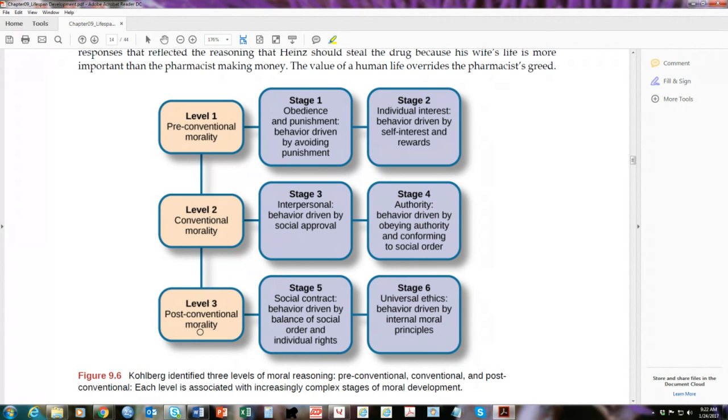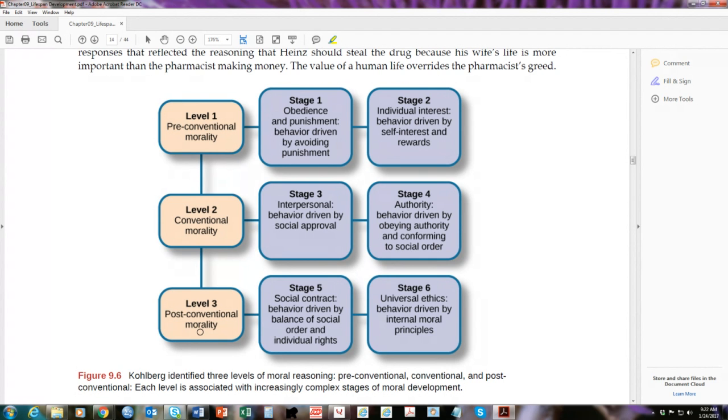Or perhaps it's all right to steal the drug to save his wife's life, because he gets to keep her as his companion, and that would be a good thing. Or she will love him if he does. It just depends on the complexity of a person's reasoning behind why they say whether it was the right thing to do or not, or should he have done it or not.